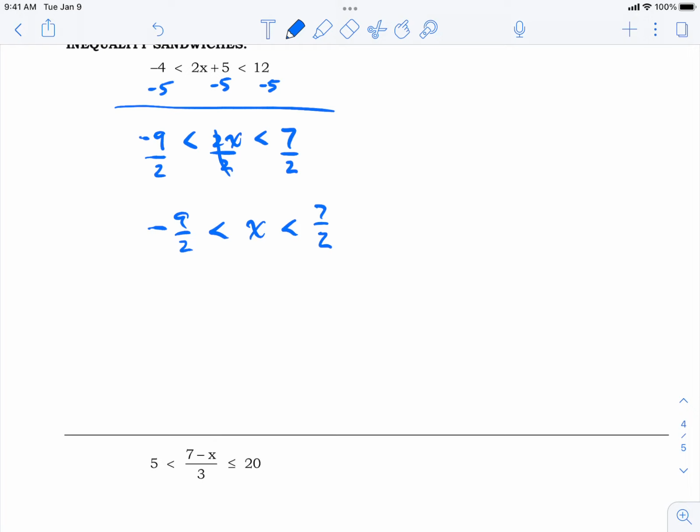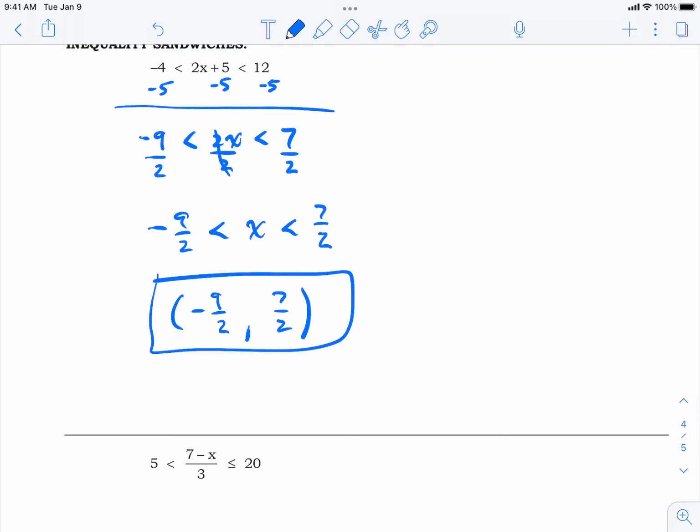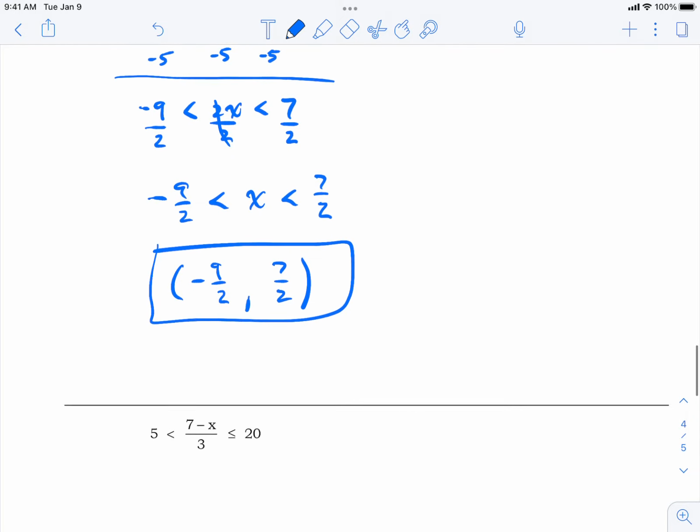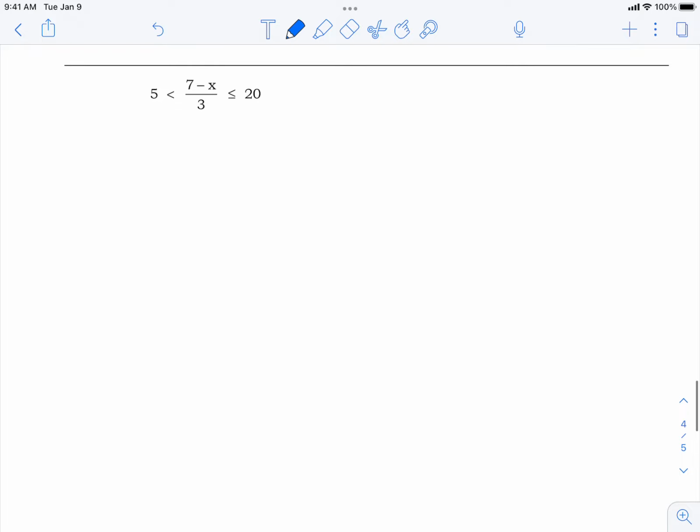Interval notation, reading left to right, you go from negative 9 halves up to 7 halves, and you don't include either because these are strict inequalities. Since you don't include either endpoint, you're using round parentheses on both sides. And that's really all there is to these. It's like an equation that has three sides, kind of, sort of.